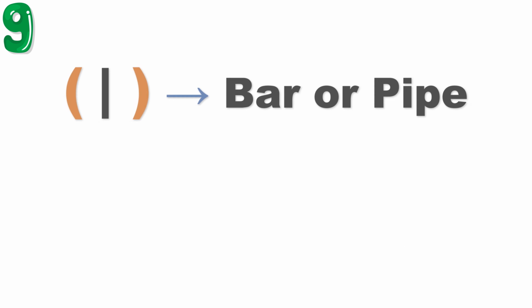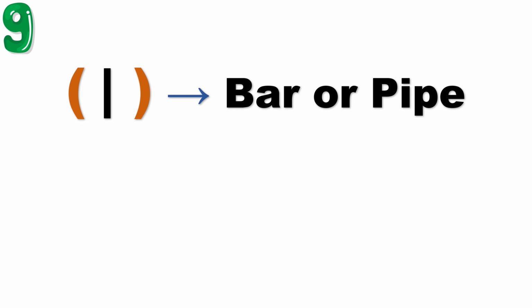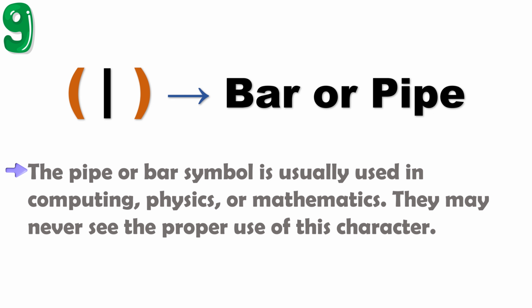Bar or pipe. The pipe or bar symbol is usually used in computing, physics, or mathematics. They may never see the proper use of this character.